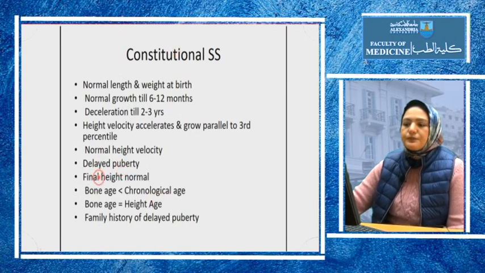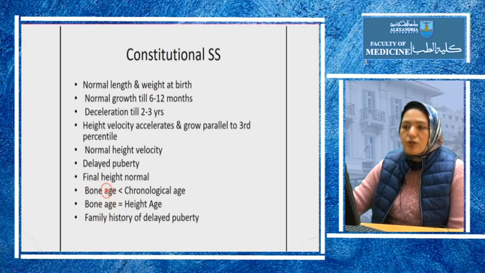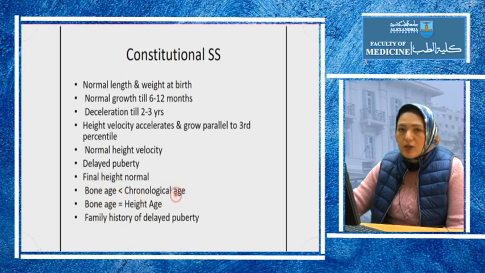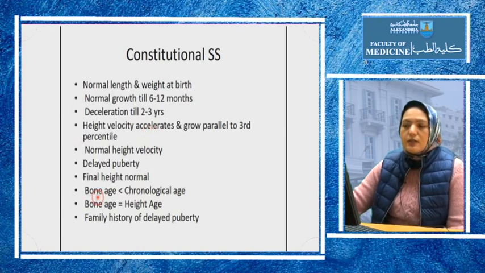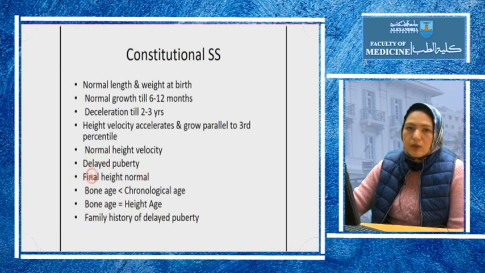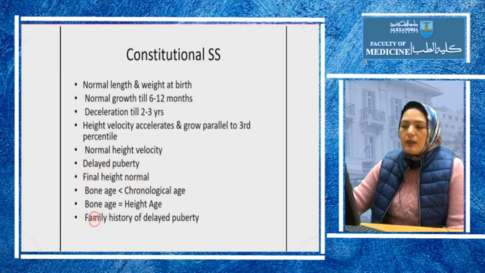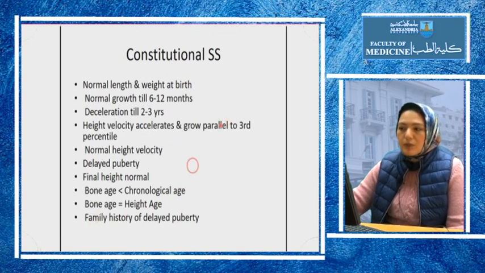In this patient, the bone age is usually less than the chronological age due to deceleration of the bone growth velocity, while the bone age is equal to the height age, and the patient's final height is normal. And we should mention that there is definitely a family history of delayed puberty in one of his parents.